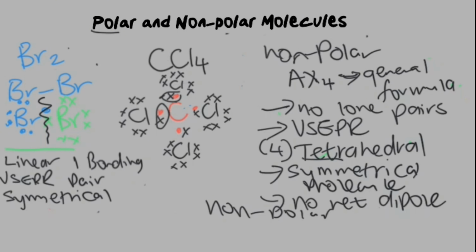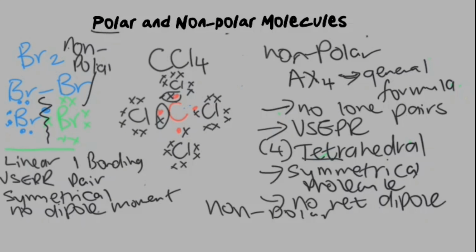right? And for it being symmetrical, it means there's no dipole moment, which means the dipole moment will be 0. And because it is symmetrical and it is a linear shape and there's no dipole moment, we can conclude that this is a non-polar molecule. Right, so that's how you do non-polar molecules.